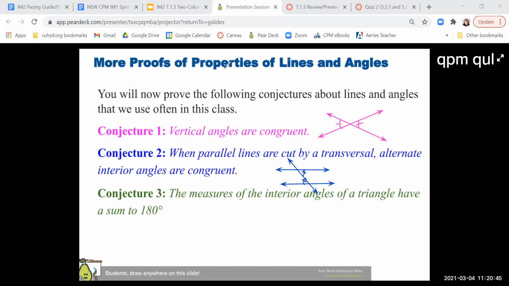And the third conjecture here is the measures of the interior angles of a triangle have a sum of 180 degrees. So if we had any random sized triangle, the idea is that if I label these A, B, and C, then A plus B plus C would equal 180. So this is what we want to prove. And so these three properties or theorems are the goal.